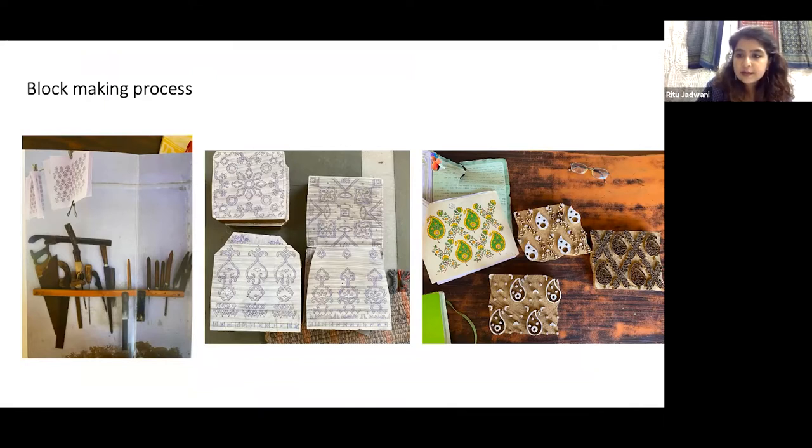Here you can see a set of three blocks in the paisley design. One is the outline, second is the border, and third is the fill. Blocks can be from 2 to 6 color print blocks as a set. We will explore some prints further. On the left, you can also see the basic tools that are used by our artisans to craft the blocks.